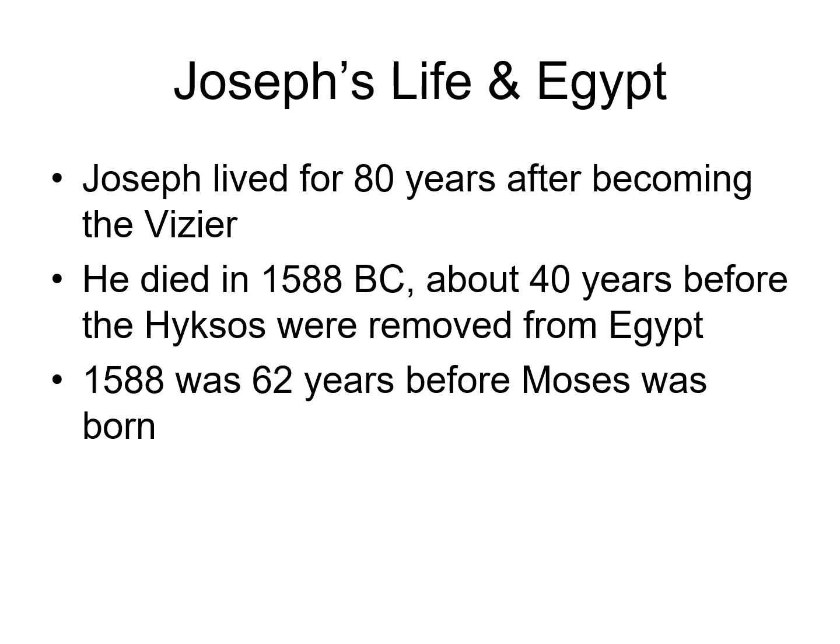So Joseph lived for about 80 years after becoming the vizier, and he died in 1588 BC, which was about 40 years before the Hyksos were removed from Egypt. And 1588 was about 62 years before Moses was born.